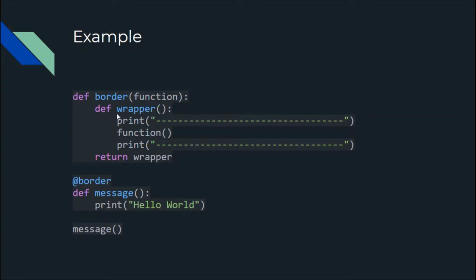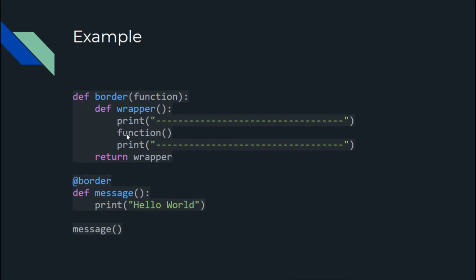This function here is the wrapper. This wrapper will contain the decorations inside of the decorator. So inside the wrapper, first I put my decorations, my top decoration. For my top decoration, I just put a bunch of hyphens.